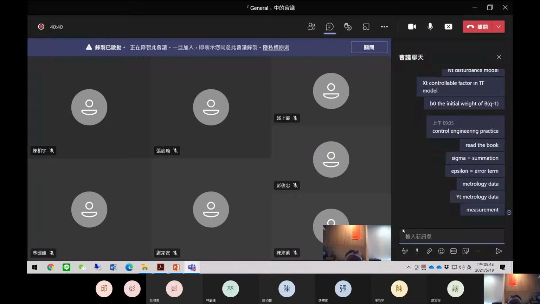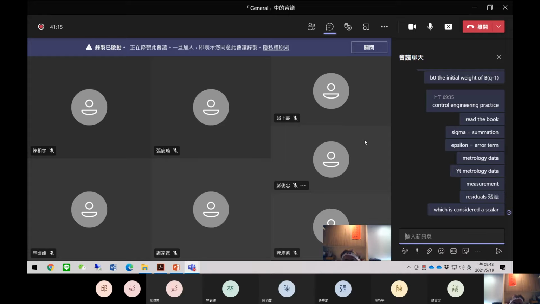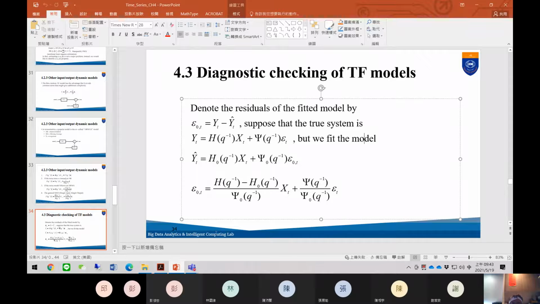Hold on, let me type in the residual. Yeah, I also type the Mandarin. Okay, in Mandarin we call it 残差. Okay, 残差 means the difference. So the residual 残差, which is considered a scalar, which is not a random variable. Actually, no.